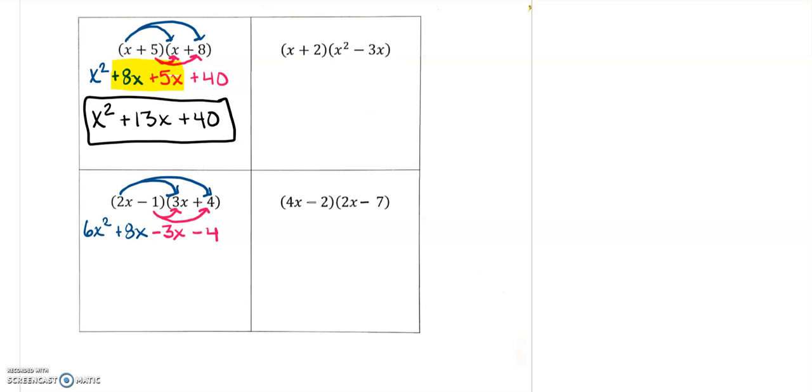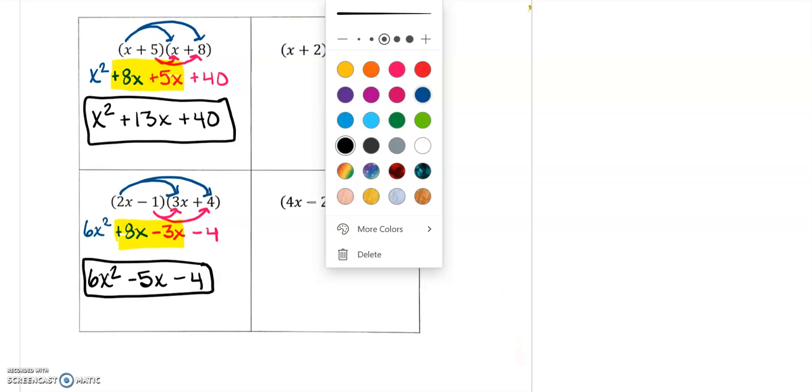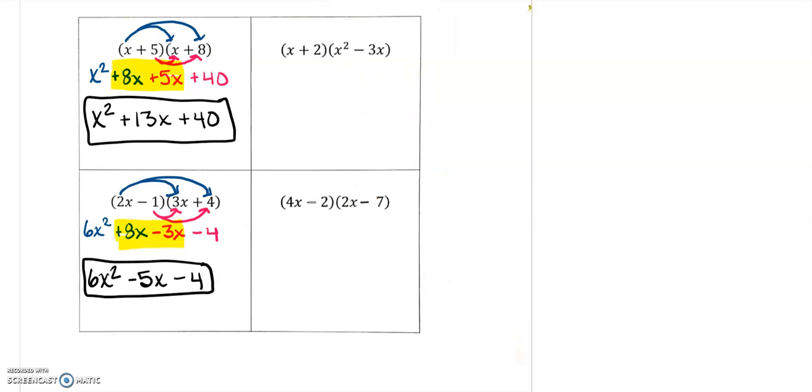Now all we have to do is combine any like terms that we have. We have some like terms right here. So we're going to combine those together, and then we're going to have our answer. So we're going to have 6x squared, 8x minus 3x is a negative 5x, so that means minus 5x, and then a minus 4. And we have our solution. If you want, pause the video and try this third one on your own. If not, you can do it with me.